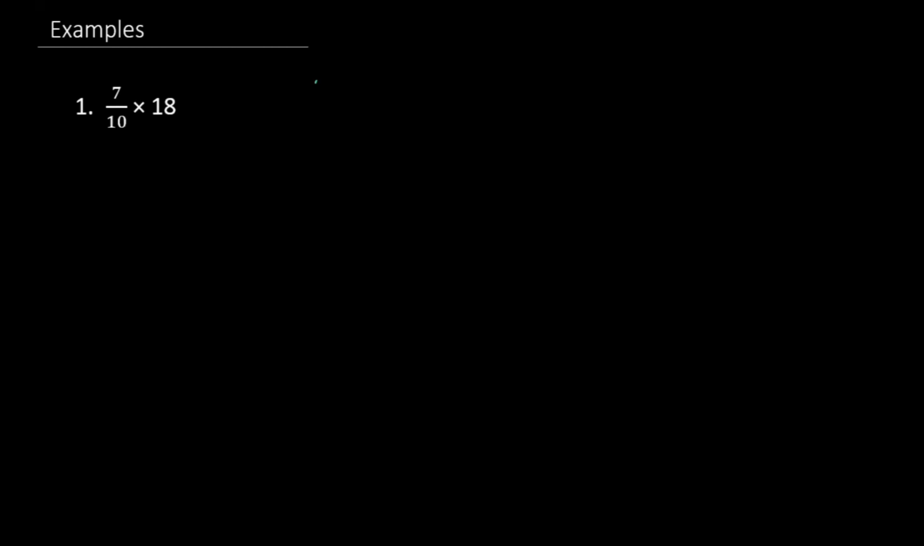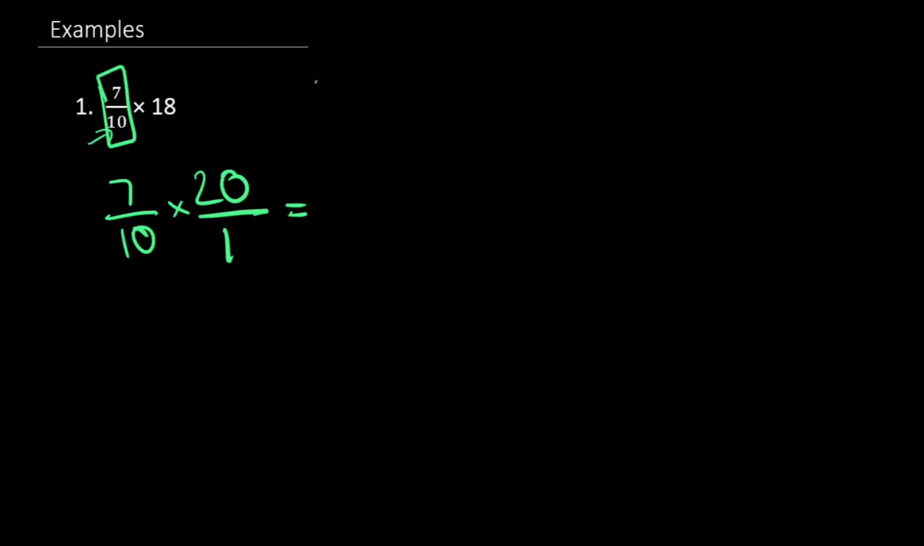Our first example is 7/10 times 18. So I'm going to keep the 7/10. The reason I'm keeping it is because I see that 10 is a compatible number, and let's not change it. So instead of rounding it and making it more complicated, let's just keep it. So 7/10 will stay the same, and then let's round 18 to the nearest tenth, and then that will be 20. Alright, now let's multiply.